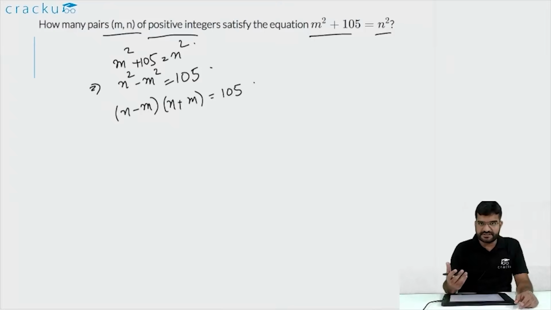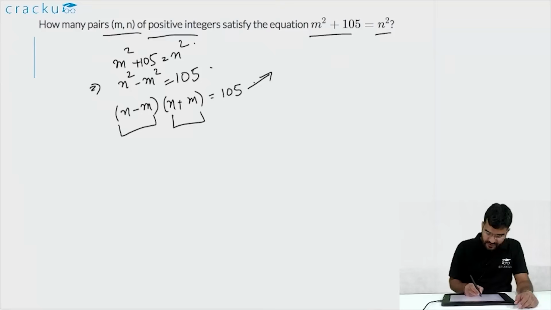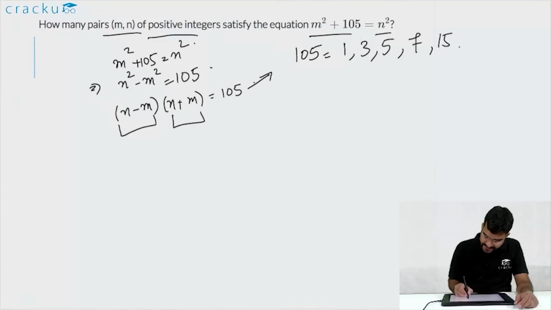Now here you should understand that because n and m are positive integers, n minus m is also a positive integer and n plus m is also a positive integer. In that case, we'll just do the factorization of 105 and then try to see which pairs match up. All the factors of 105 are 1, 3, 5, 7, 15, 21, 35 and 105. These are the factors of 105.